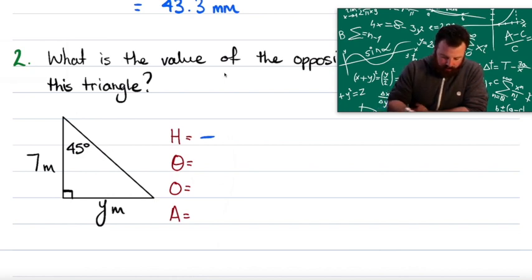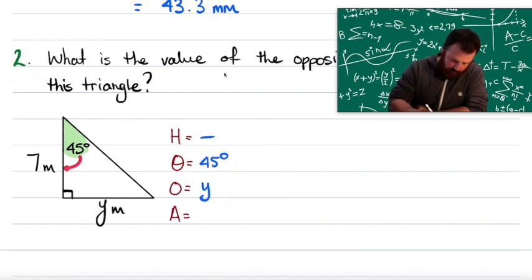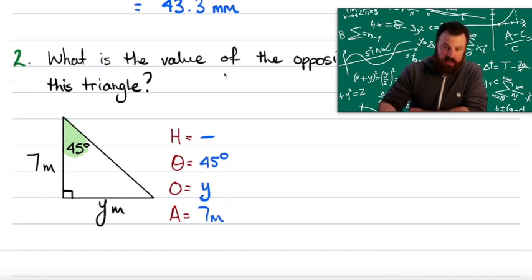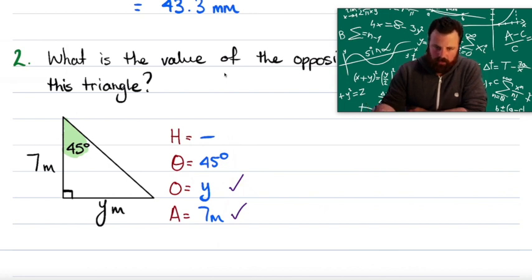Our reference angle, it's up here, is 45 degrees. The opposite side is y, and the adjacent side, the one left over, is 7 meters. So we have something that deals with the opposite and the adjacent. And we know that opposite and adjacent is TOA, so the tangent function.